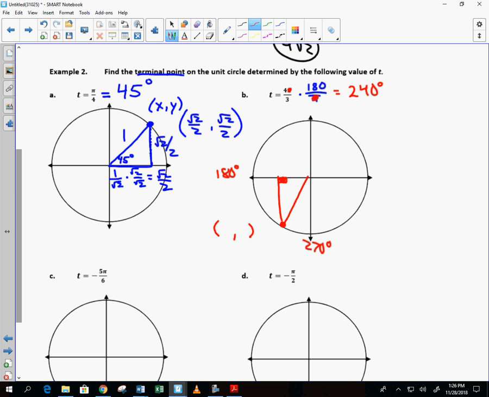What is the length of the radius in the unit circle all the time? 1. How does the shortest side compare to this side? It's half. What's half of 1? 1/2. What do I do to the shortest side to get the other side? Square root of 3. So watch what I'm going to do. I'm going to take square root of 3 and multiply it by a half, or square root of 3 over 1 times 1/2 is the square root of 3 over 2.